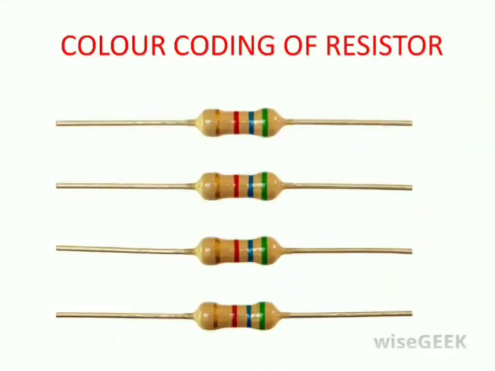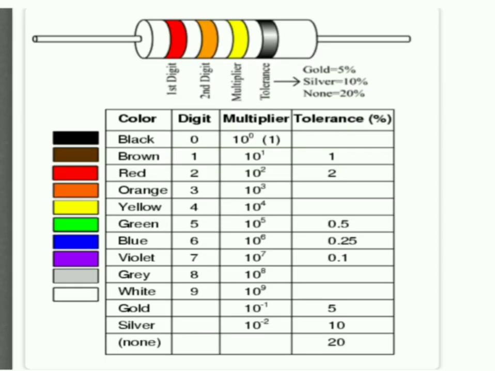Color coding of resistors. On the screen you are seeing a number of resistors. These are carbon resistors with certain color bands on them. Based on these color bands, we need to identify the resistance. To calculate or evaluate the resistance, we need to remember this table. So look at this table.